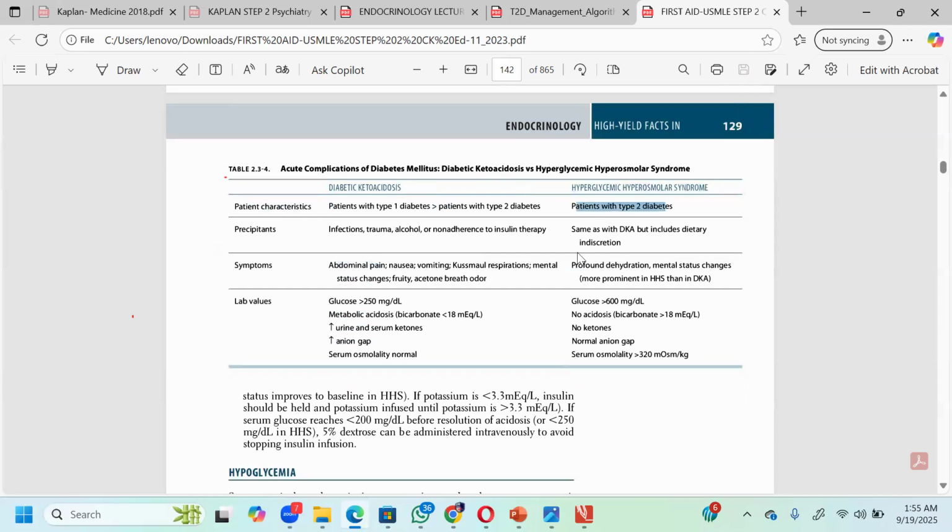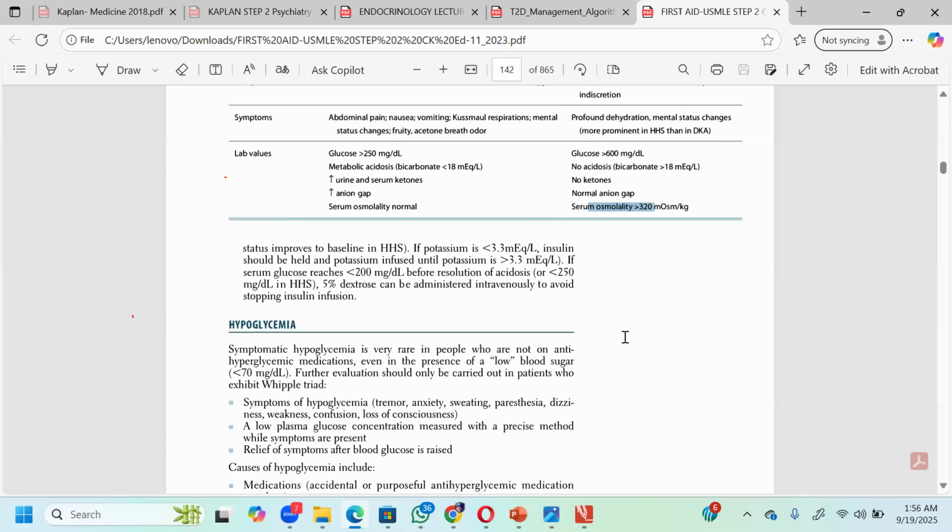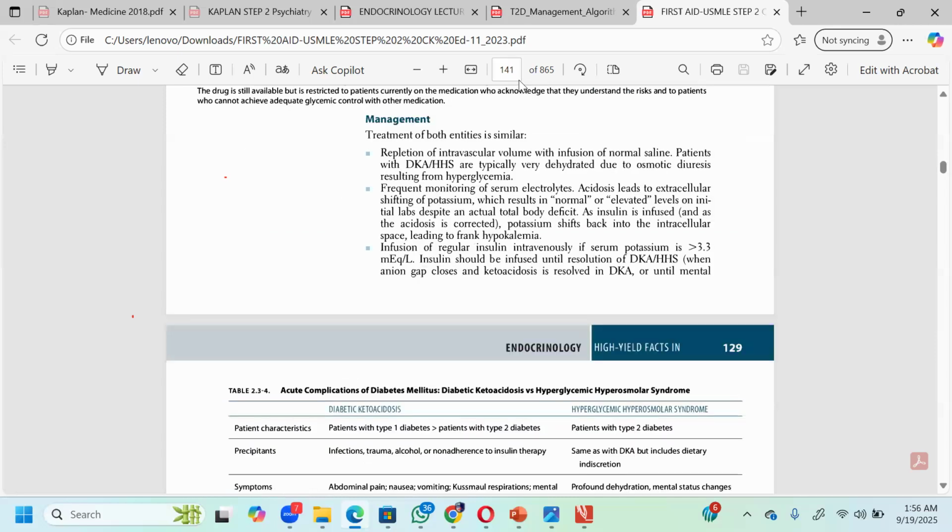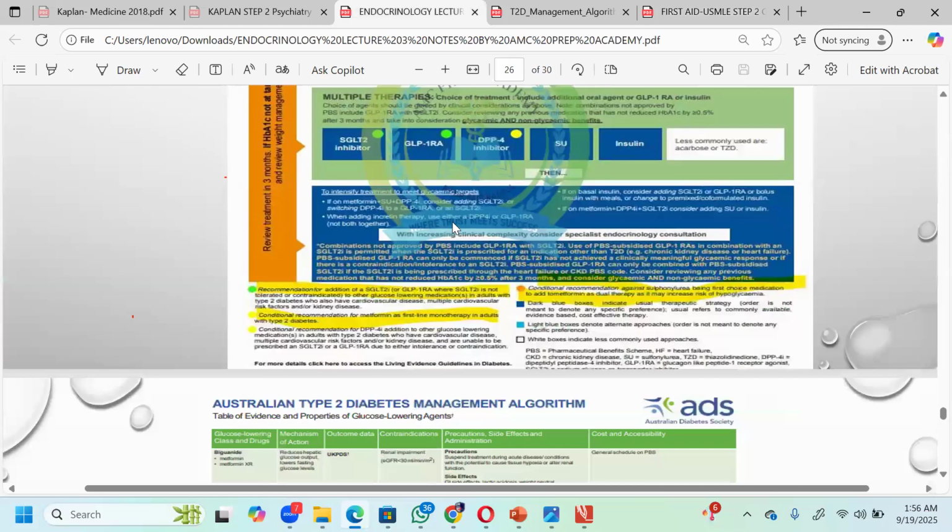And type 2 is hyperglycemic hyperosmolar syndrome. Patient with type 2 diabetes, same as diabetic ketoacidosis, but including dietary indiscretion, profound hyperglycemia, mental status change. Glucose level you will see extreme, greater than 600 up to 1000, no acidosis and no ketones, and normal anion gap because there is no acidosis, and serum osmolarity greater than 300. So doctors, this is just information for you to differentiate them.